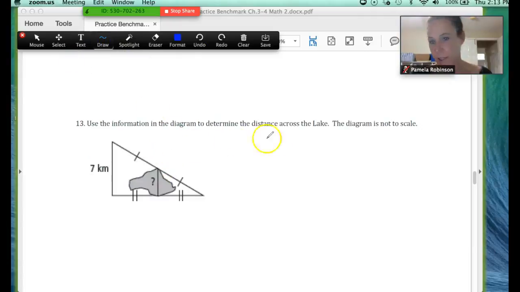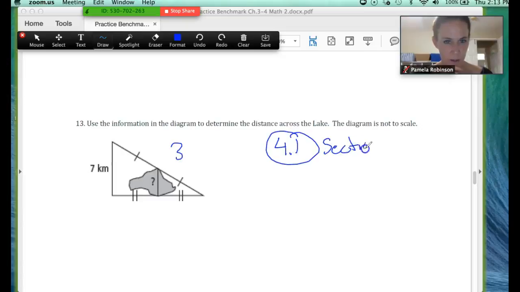You just have to know that theorem. Make sure you study it. It's in section 4.1. This is going to be half of that, and it's going to be parallel to that when it connects the midpoints of the two sides of the triangle. I wrote 4.1 because that's the section it's in. That's not the answer. The answer is 3.5 kilometers. If this is 7 kilometers, this is 3.5 kilometers. All right, and on to the next.